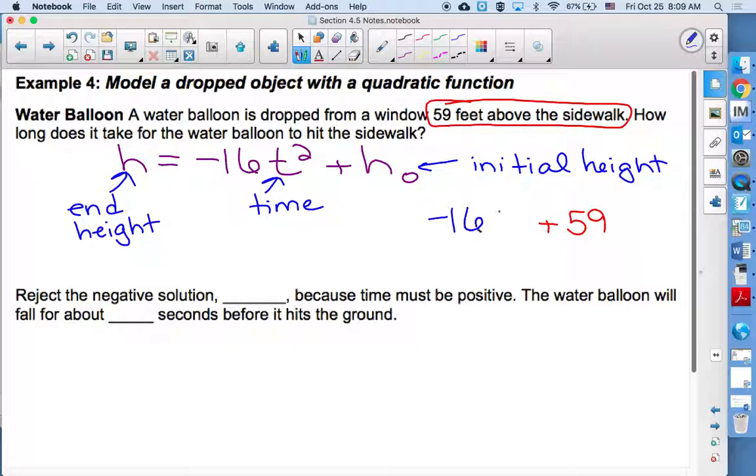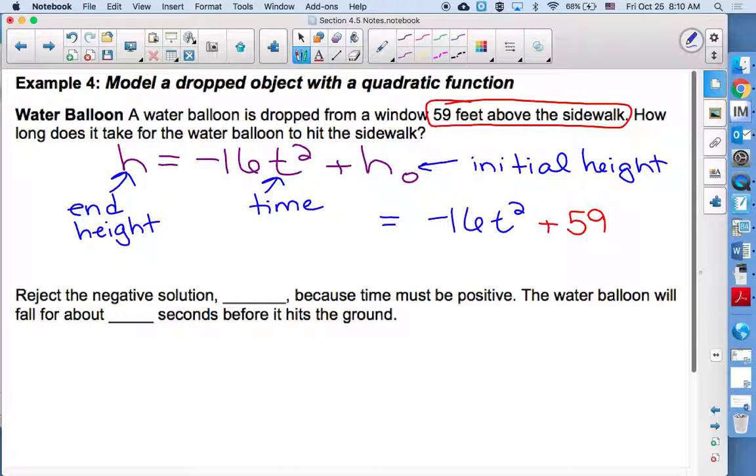The negative 16t squared. That negative 16 is due to gravity. So we have a gravitational pull on the Earth, and because of that, that negative 16 is there. An object falls at 32 feet per second, and based off of a trig formula, you multiply that by negative 1/2 because it's falling, it's negative. If we were on a different planet, then this number would change because the gravitational pull is different. So a little bit of physics there.